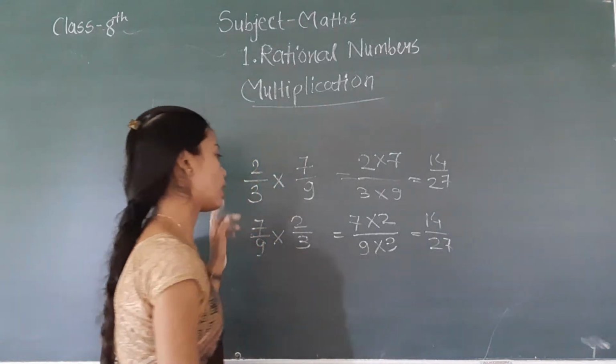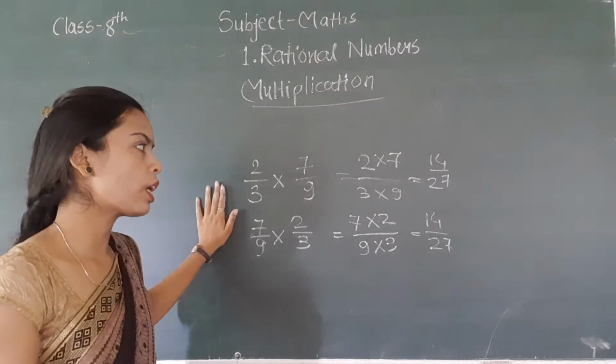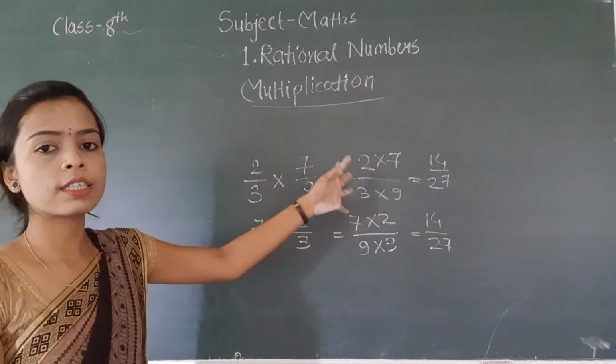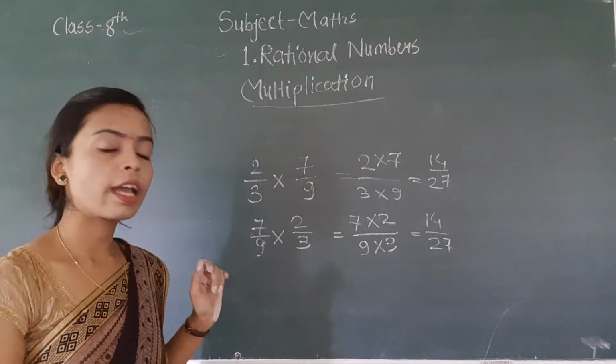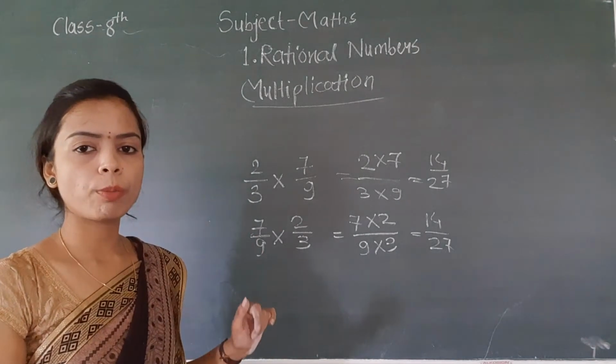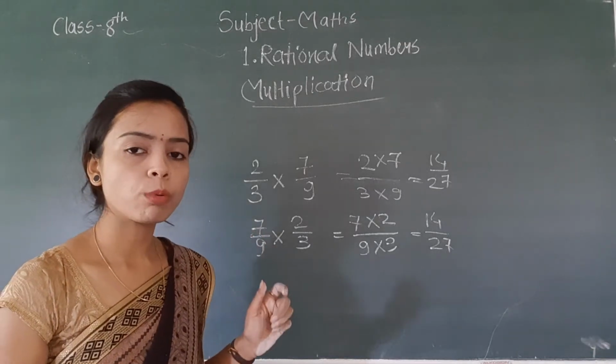So in both the cases, when you are changing the places or the order of your rational numbers, your answers are same. That means you can say that just like the closure property, commutative property follows for the multiplication of rational numbers.